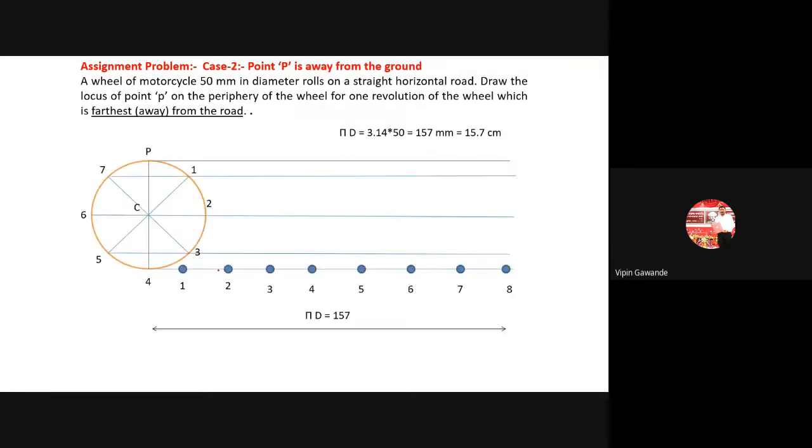And if this type of cycloid is there, then what is the position of the point P? The point P is away from the ground. So remember these two curves, very important.